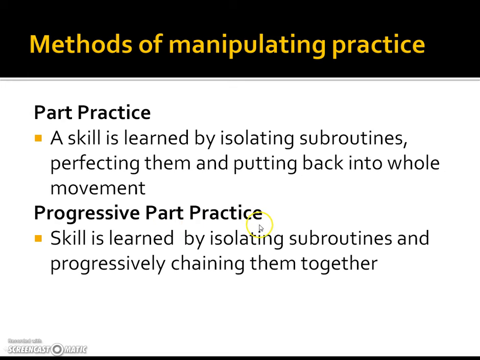Now, progressive part practice is a little bit different. It starts the same, so you isolate subroutines, but because you've got progressive in front of the part, what happens here is when you've isolated each subroutine of a skill, instead of just isolating them as separate parts and then putting them back into the whole skill, once you've done one part, you then progressively chain each one on. I will go through this tomorrow on how it works, but the key definition is that you isolate subroutines and then you progressively chain each one on top of the previous subroutines.